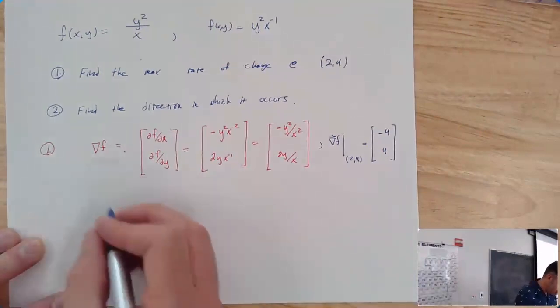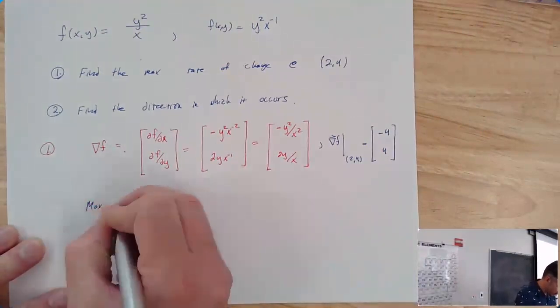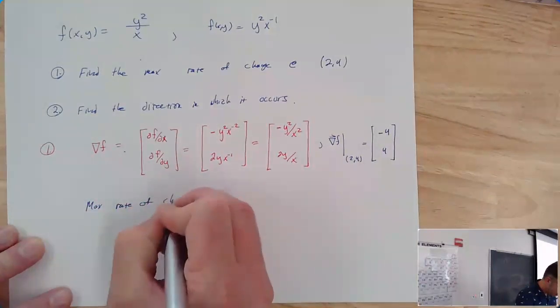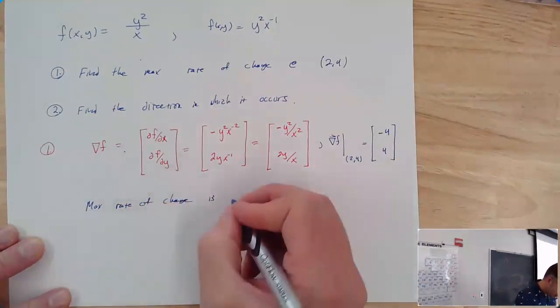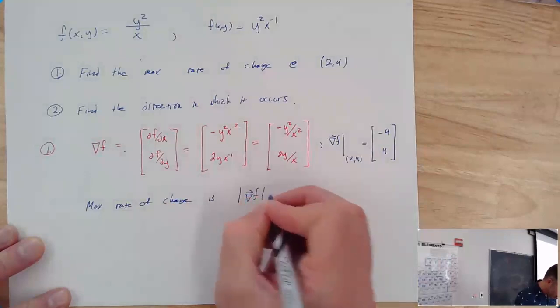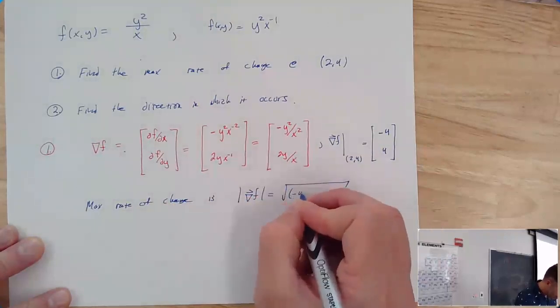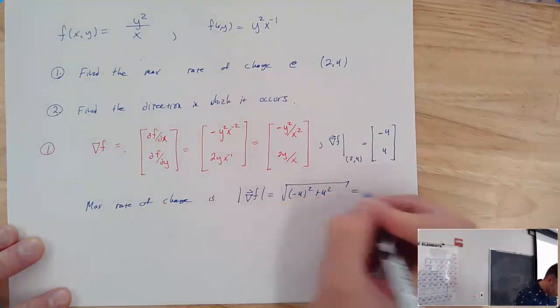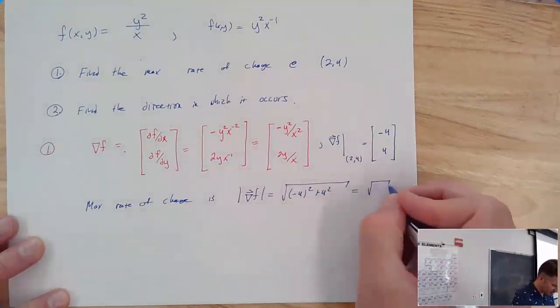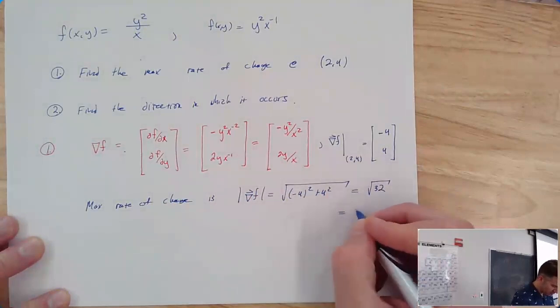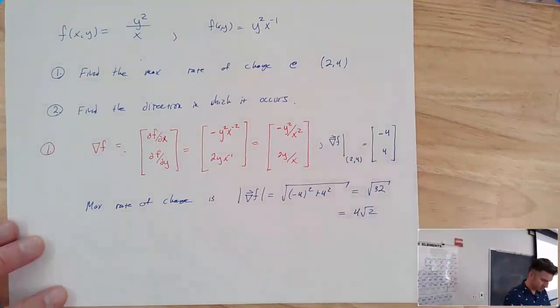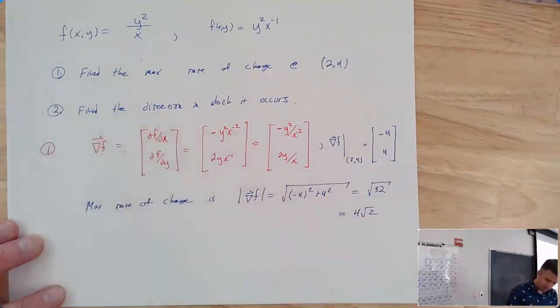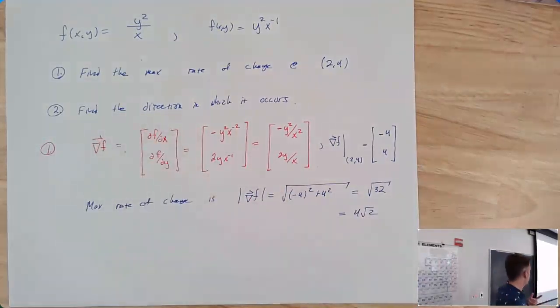So for part 1, the answer is that the max rate of change is the magnitude of our gradient, which is the square root of negative 4 squared plus 4 squared, which is the square root of 16 plus 16, which is the square root of 32. Or if you prefer, 4 root 2. So that is our maximum rate of change. Also, as a quick aside, the minimum rate of change would be negative 4 root 2, because you just turn around and go the other direction.